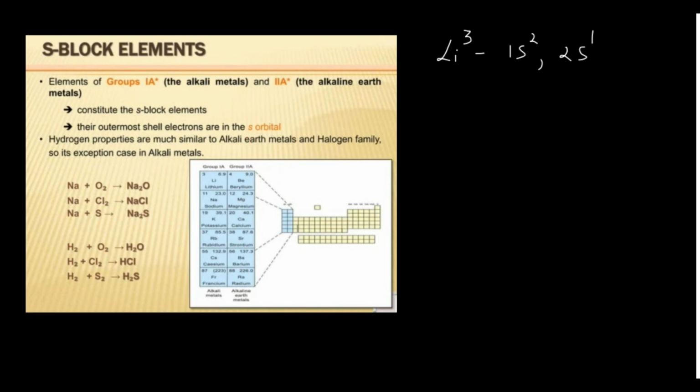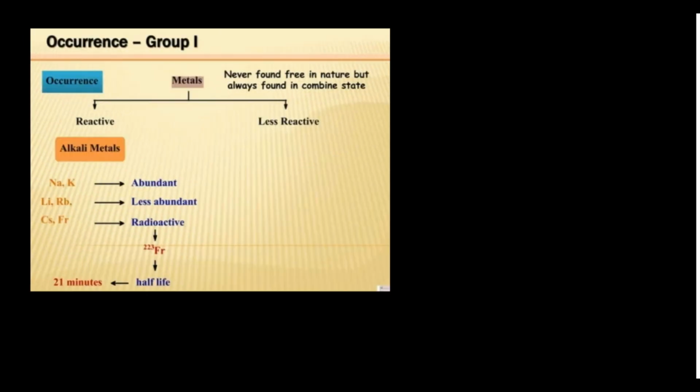Now the next thing is where they can occur. What should be the occurrence for this? So here you can see the occurrence of the group 1 metals. They are very reactive ones, please remember this. Group 1 is like that: I have already written, this is lithium, then sodium, then potassium. This is rubidium, then cesium and then francium, just like that.